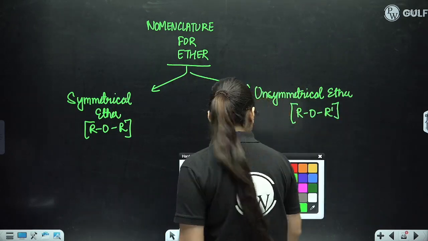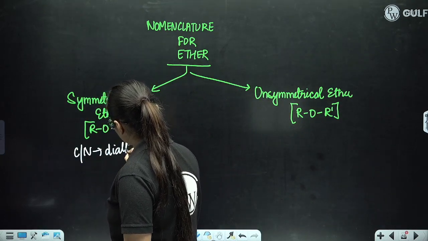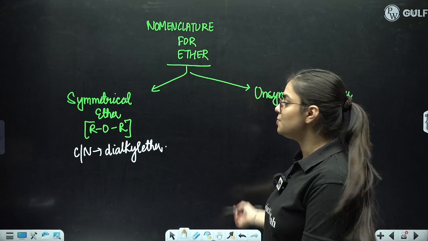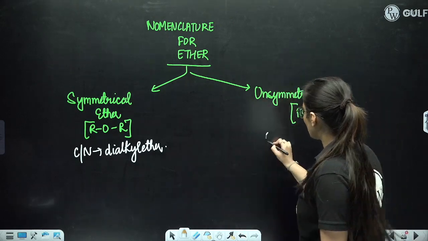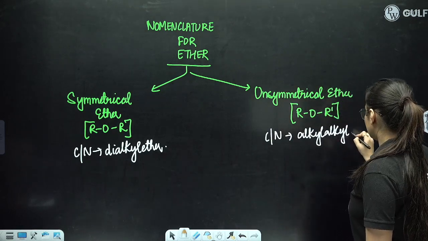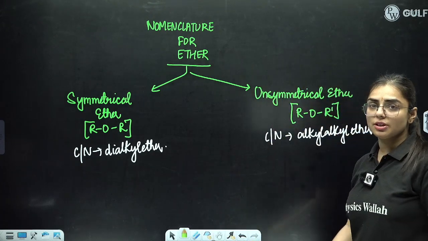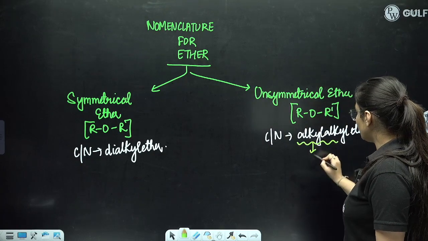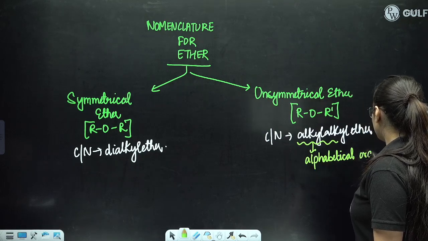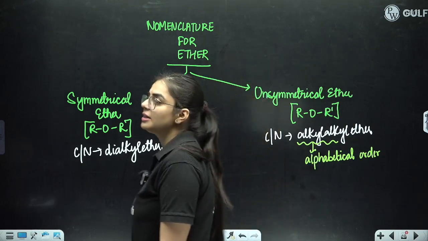Clear? Now, what is the common name that we can use for symmetrical ether? It is dialkyl ether. This is the common name that is used for whom? Symmetrical ether. For unsymmetrical ether, what is the common name? It is alkyl alkyl ether. And over here, the initial alkyl, how are you going to write it? Because it is unsymmetrical, here the two alkyl groups you have to write based upon the rule of alphabetical order. Clear with this part? This is about the common name.